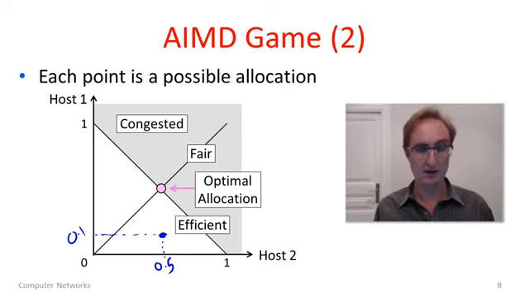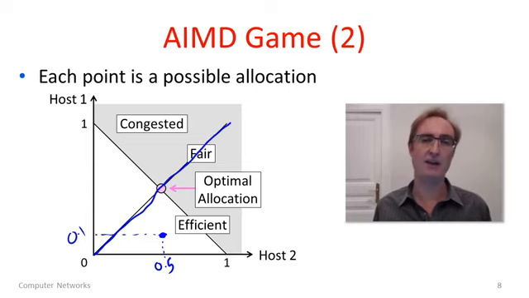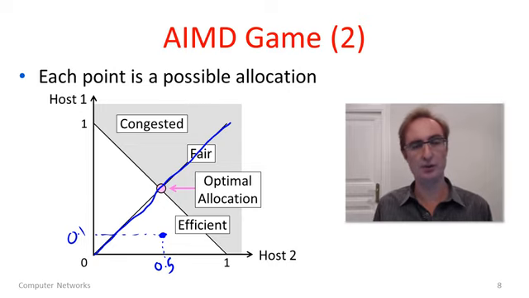So we've talked about a fair and efficient allocation. What are they? This line, this is like at 45 degrees, the y equals x. This is fair. And it's fair in this simple setting because along this line, host 1 and host 2 get an equal amount of bandwidth. Maybe they both get 0.3 units or 0.4 or 0.5. Whatever it is, it's fair.